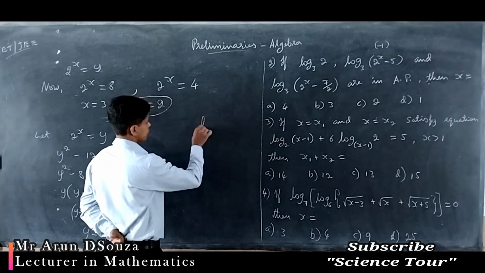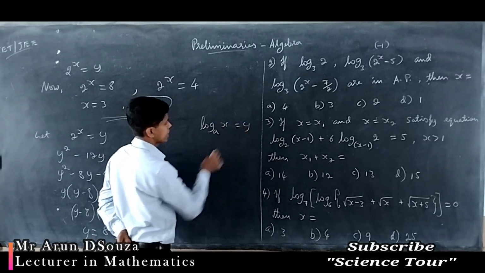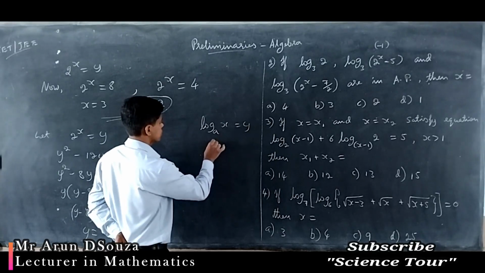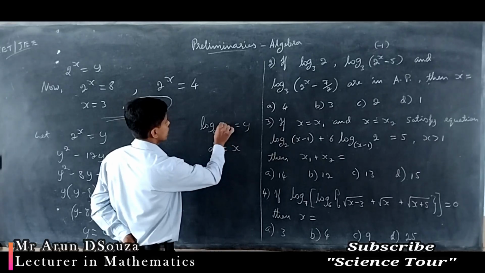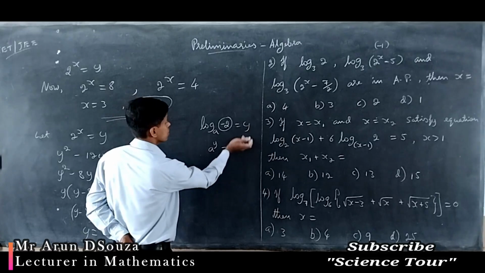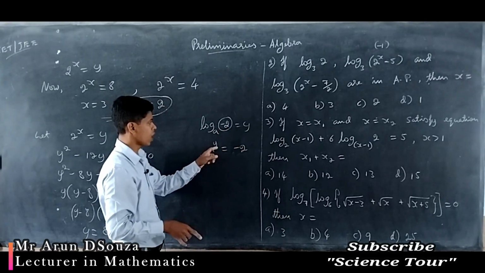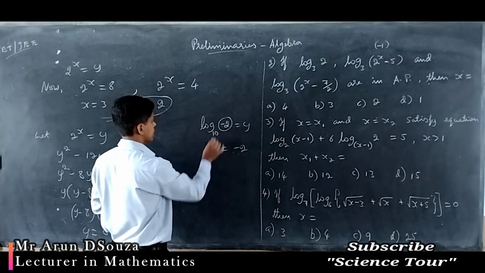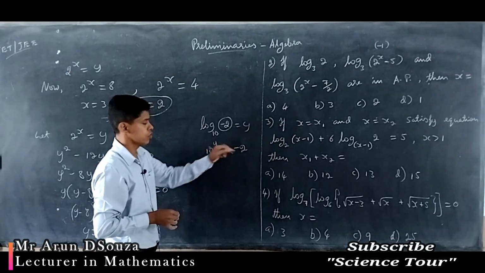Because, see, if you have log x to the base a, what is the exponential form of this? a to the power y is equal to x. Now imagine you have minus 2 here. Now tell me, for what value of y will you get minus 2? Let me take a number here, 10. Now for what value of y will you get minus 2?